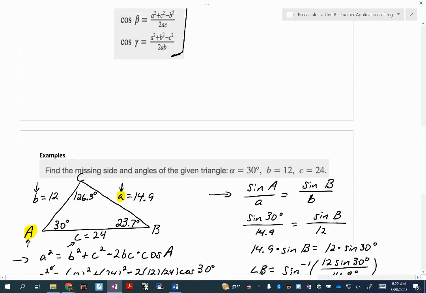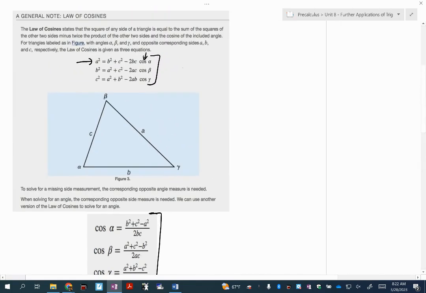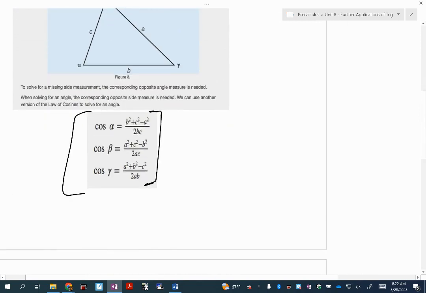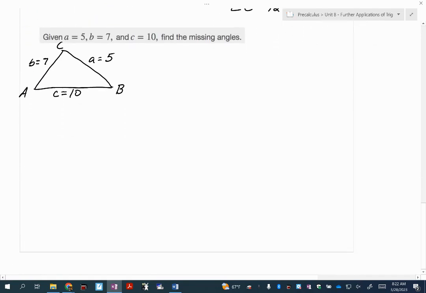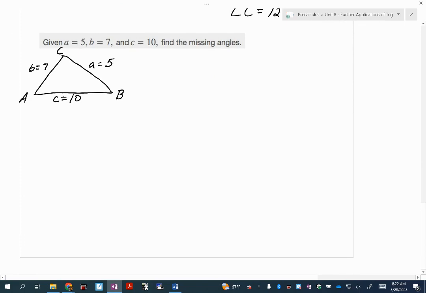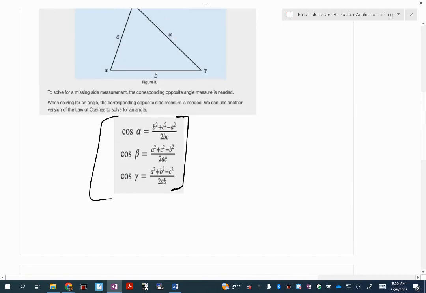And because I know all the side lengths, I'm not going to be using any of these 3, right? That's how I use the law of cosines to find a side length. So I'll be using one of these 3 down here to find a missing angle. I always just start with the one that I know will be the smallest angle, and you'll see that side length A is the smallest. So I'm going to find the cosine of angle A, and again, use your formula if you need to.